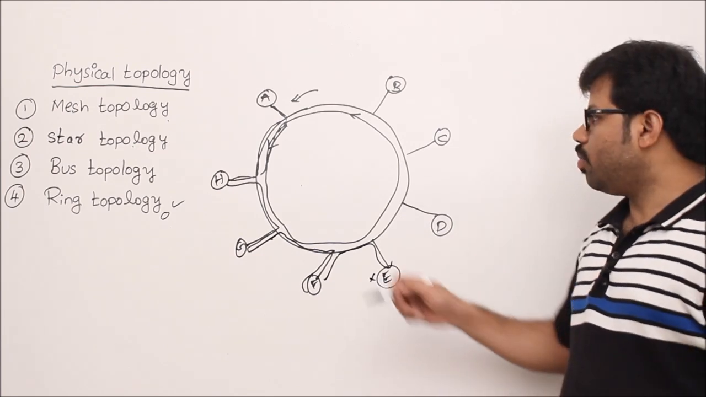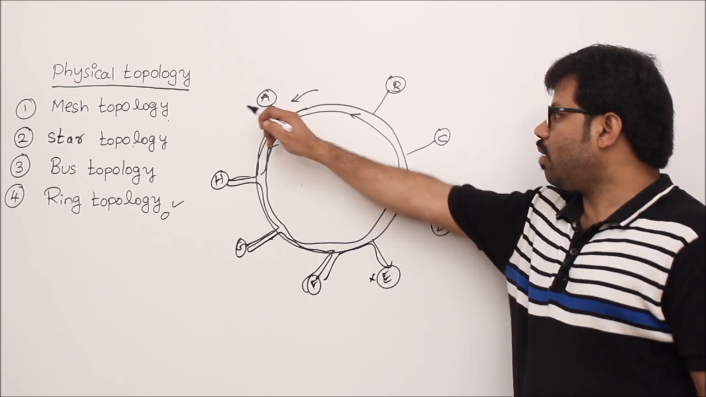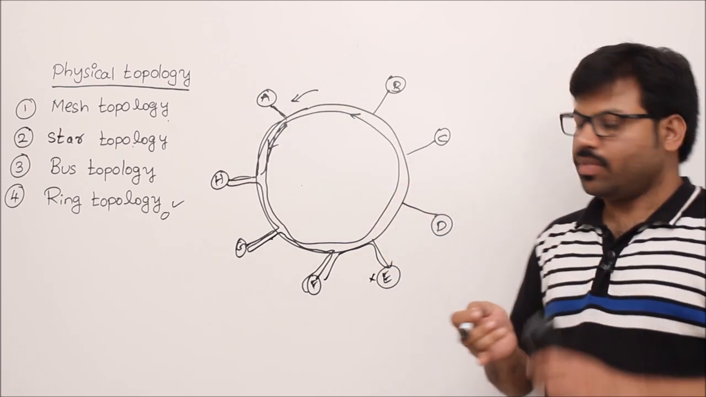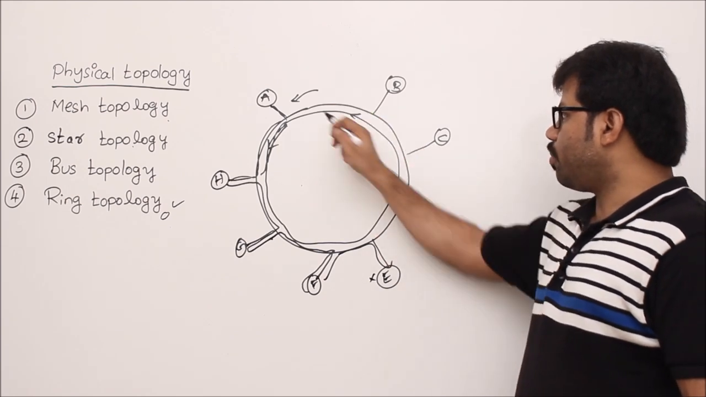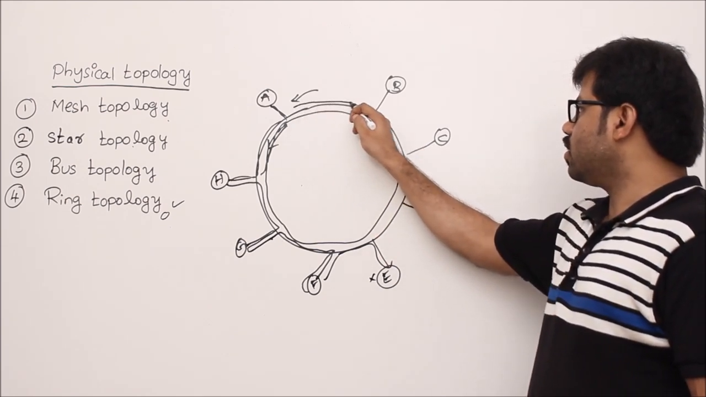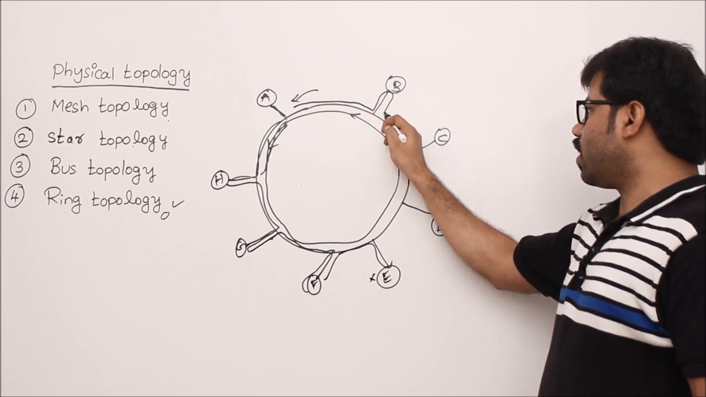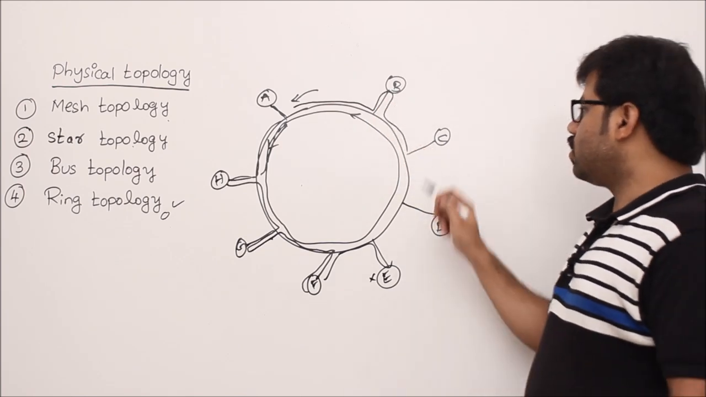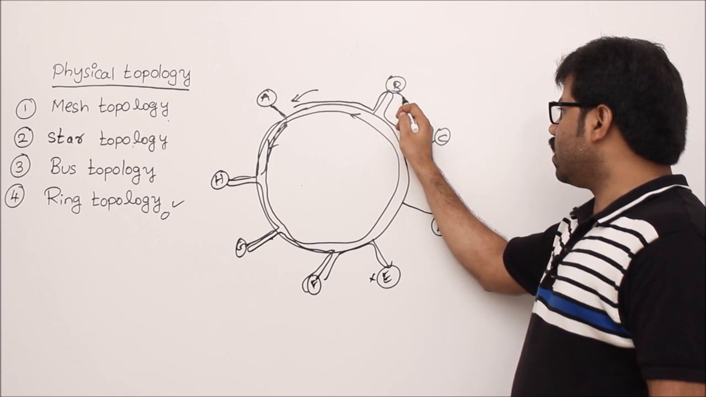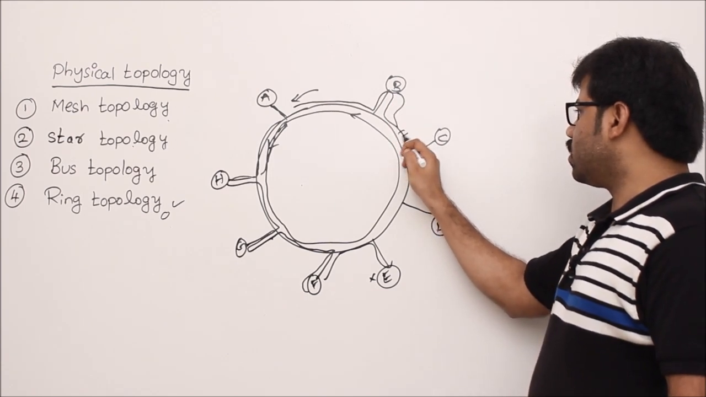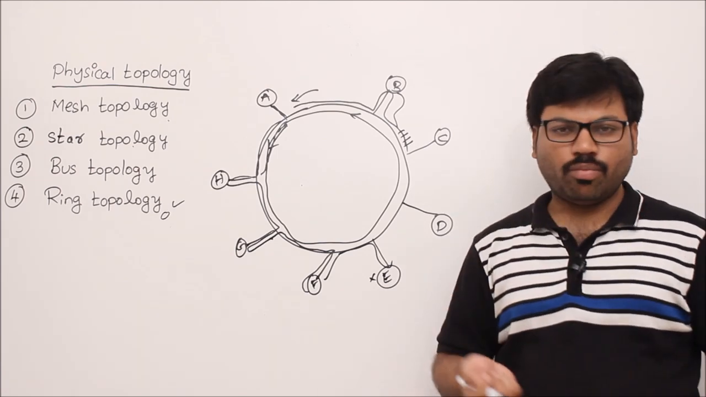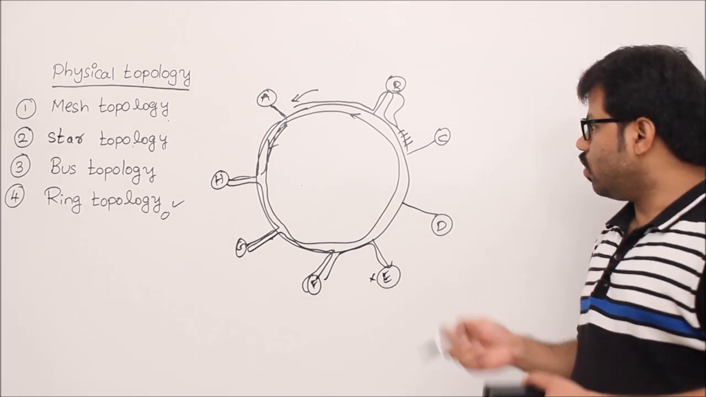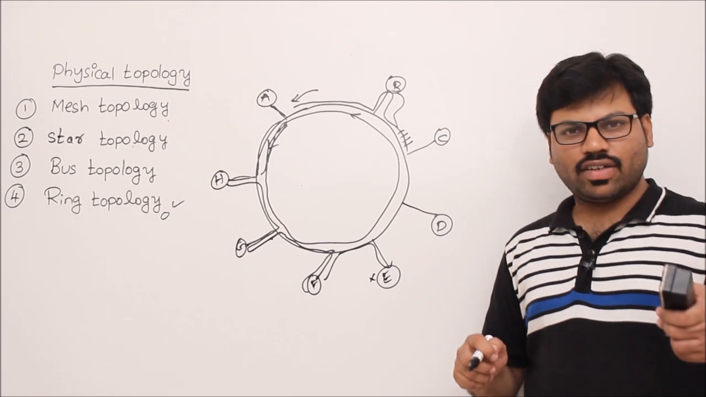But the only problem is there is a collision, if multiple computers want to send a message at a time. Example, A wants to talk to C, and B also wants to talk to C. What happens? You see, A is sending a message, it goes like this and it will come back, right? Now if B also sends a message at the same time, then there will be a collision. Then C cannot understand what exactly the message is, correct? So when there is a collision, how to resolve it?